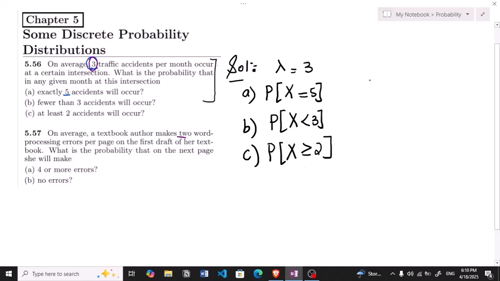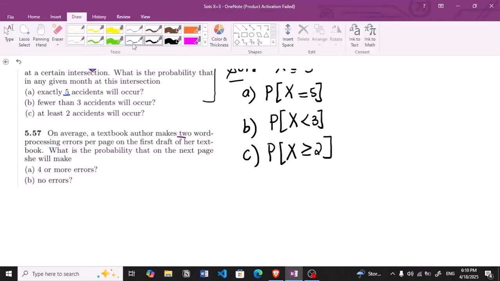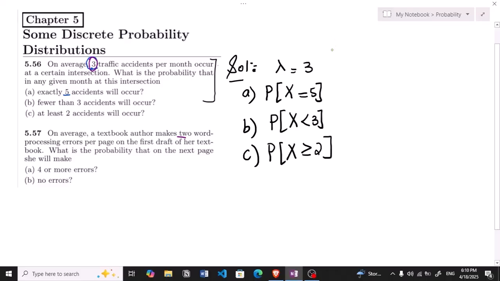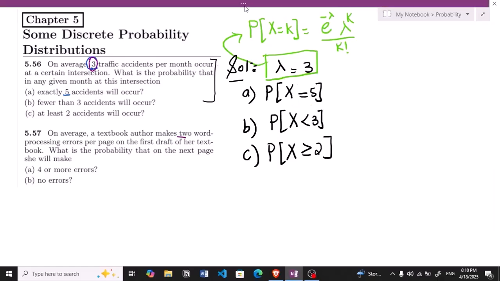Here we have to find it out, and previously I told you that the formula for the Poisson distribution would be probability of x equal to k, equal to the exponential of minus lambda, lambda to the power k, divided by k factorial, which is written here. As lambda is given, it is clearly a Poisson probability distribution problem. So let me write P(x equal to 5).